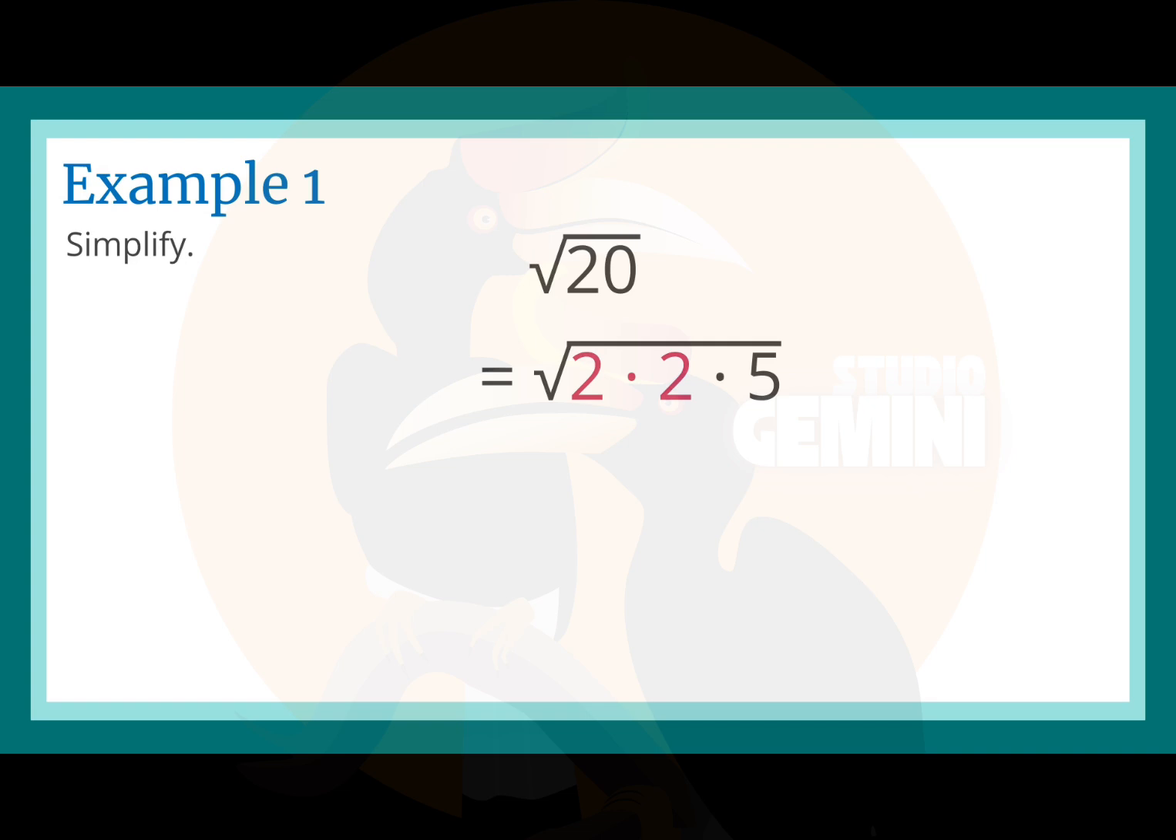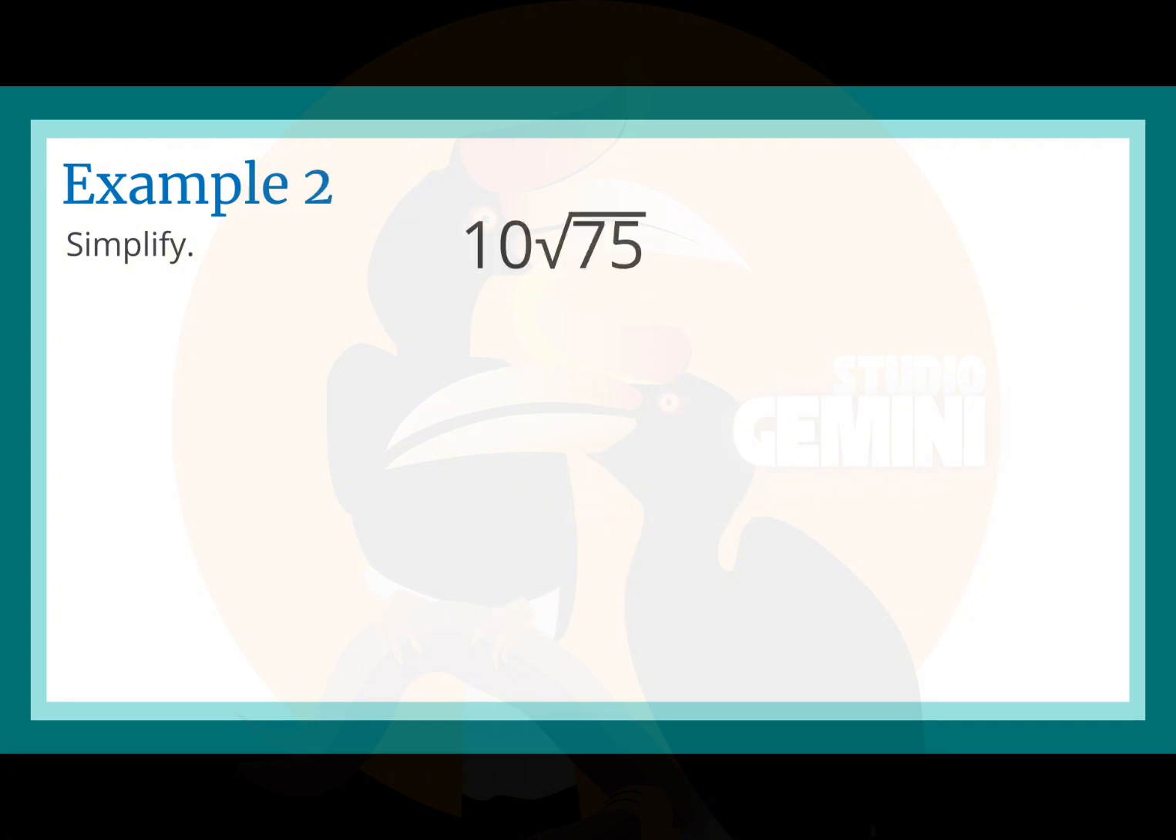So let's rewrite the radical as the square root of 2 squared times 5. We can now split this up as the square root of 2 squared times the square root of 5. The square root of 2 squared is just 2, so we get 2 times the square root of 5. We can write that as just 2 root 5, which is our final answer. Great! Let's try another.